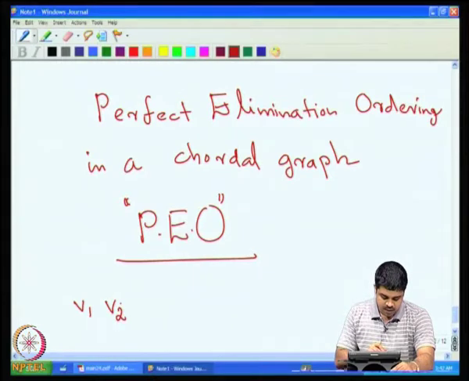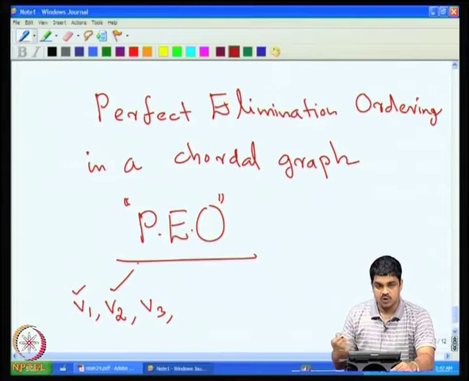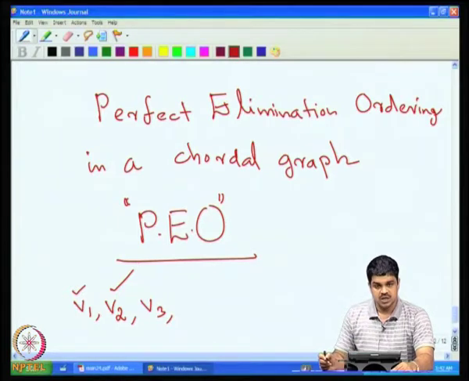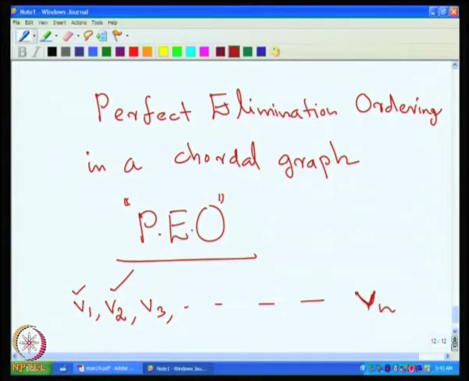So, we pick up V2 such that V2 is a simplicial vertex in the remaining graph, and V3 is picked up after removing V1 and V2 in the chordal graph that remains. It will be a chordal graph because induced subgraphs are always chordal. So, we pick up a simplicial vertex V3 and so on up until Vn. Every time we will get a simplicial vertex, because in a chordal graph there is always a simplicial vertex. So, such an ordering of vertices is called a perfect elimination ordering.